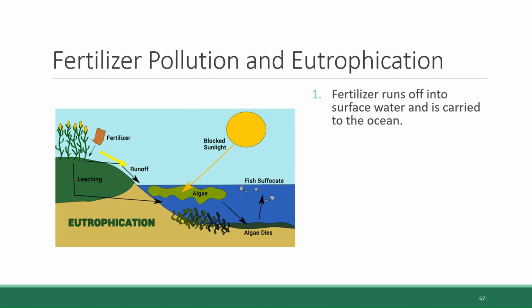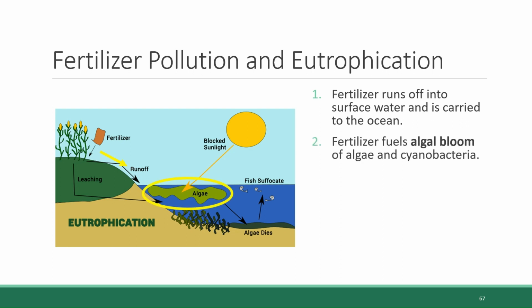The way eutrophication works is that excess fertilizer that's applied to cropland runs off into surface water sources, which carry the fertilizer to the ocean. There, the fertilizer fuels an algal bloom, which is an explosion in the growth of algae and cyanobacteria that thrive on nitrogen and phosphorus. And by the way, this doesn't have to happen just in an ocean, it can occur in a lake as well.